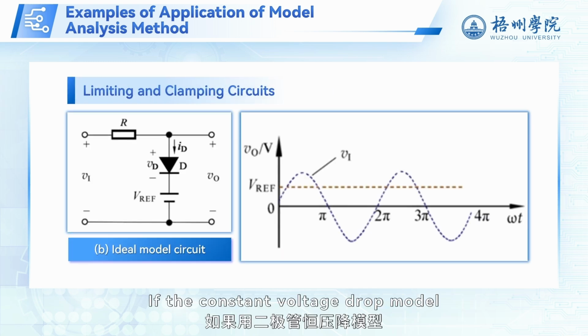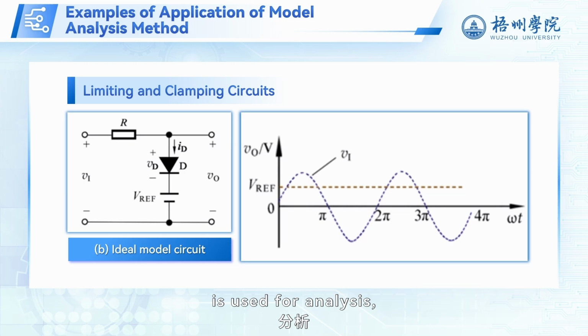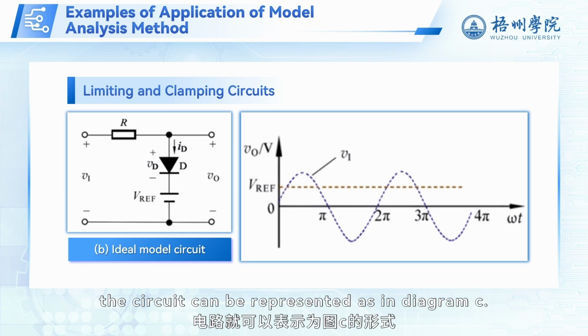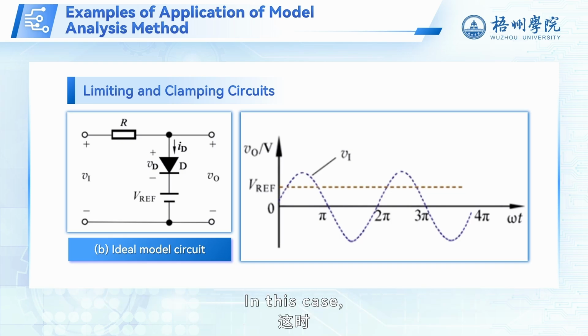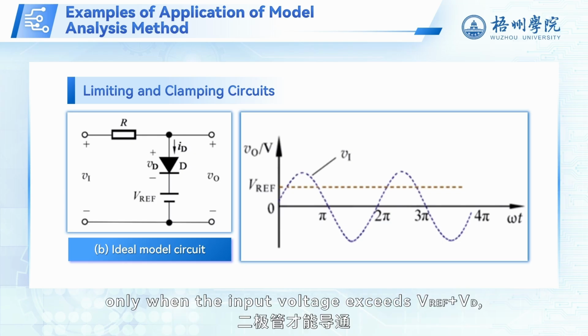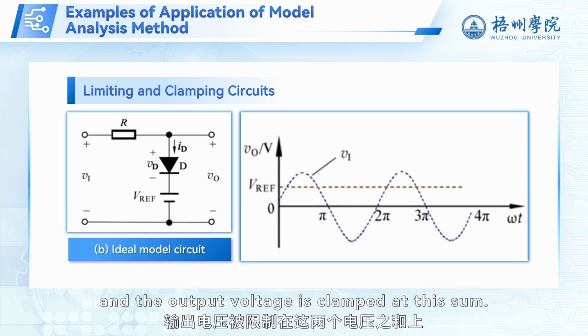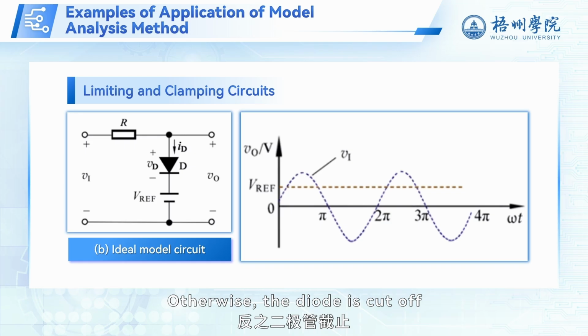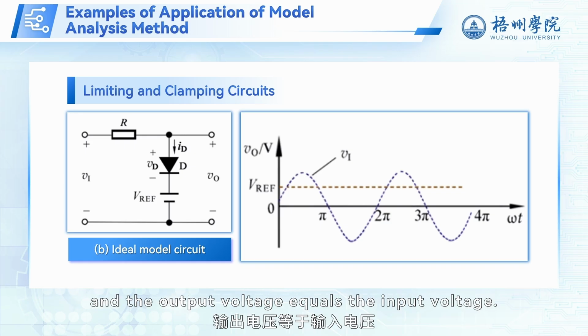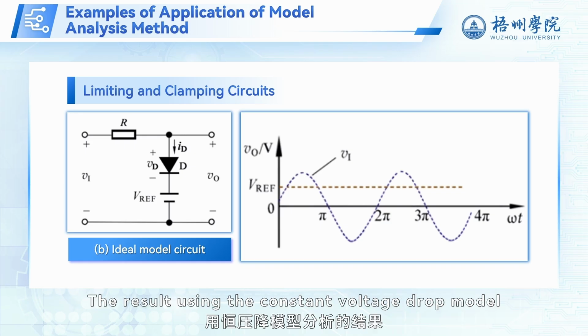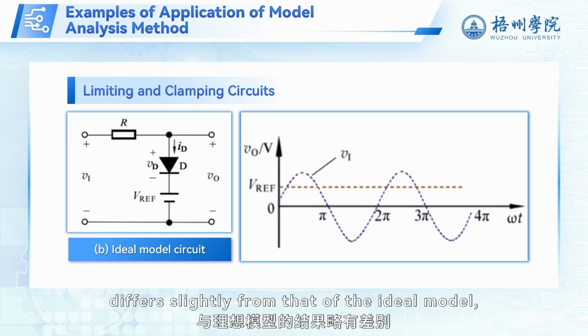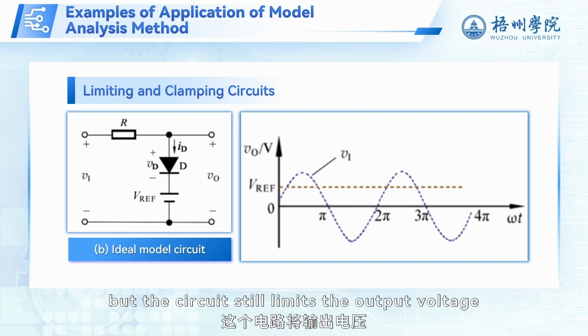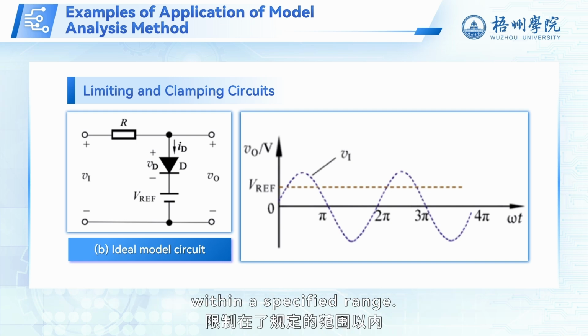If the constant voltage drop model is used for analysis, the circuit can be represented as in diagram C. In this case, the diode conducts only when the input voltage exceeds VREF plus VD, and the output voltage is clamped at this sum. Otherwise, the diode is cut off and the output voltage equals the input voltage. The result using the constant voltage drop model differs slightly from that of the ideal model, but the circuit still limits the output voltage within a specified range.